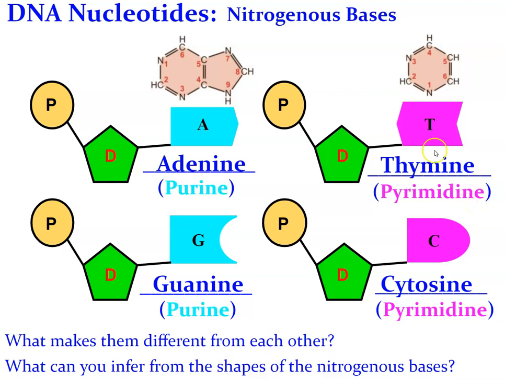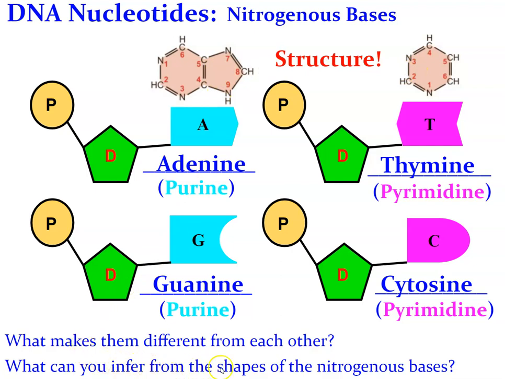And the way that I remember which is a purine and which is a pyrimidine, and how that relates to the number of rings, is the shorter word has 2 rings, is the larger molecule, and the longer word is the smaller molecule with only 1 ring. At least that's how I remember it. So if we answer these questions, what makes them different from each other? It's the structure. Their structure is what makes them different from each other.